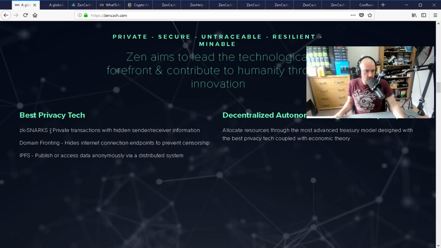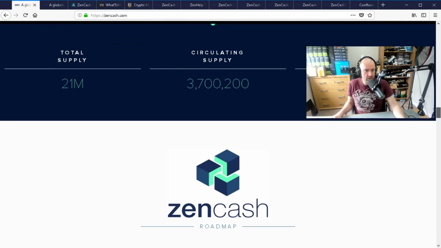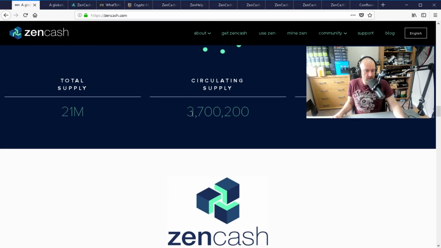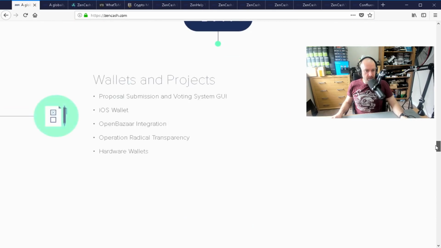zk-SNARKs, this is the technology that's behind Zcash and other Equihash coins. Philosophy, technology. So you can see right now there's 3.7 million coins out there out of a possible 21 million. So this isn't like other Equihash coins like Bitcoin Private that forked and copied the coins over and gave a 1-to-1 ratio. This started from scratch. So there's still a lot of coins to be mined. That is very good from a mining point of view. And then it's got a roadmap and all that.